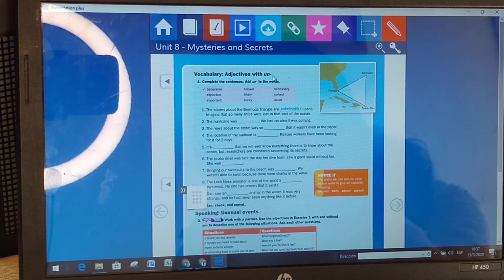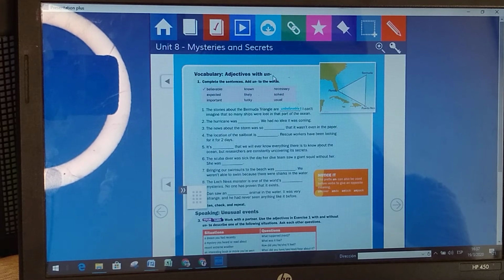Now, pause the video and work individually to complete each sentence. Remember to add un to each adjective. Now I'm going to give you the answers. Remember to pause the video and then check the answers that I'm going to give now.